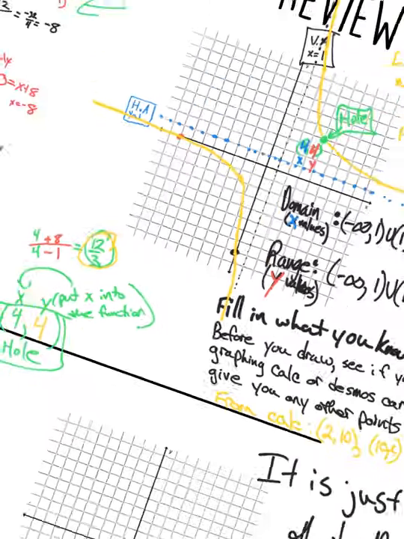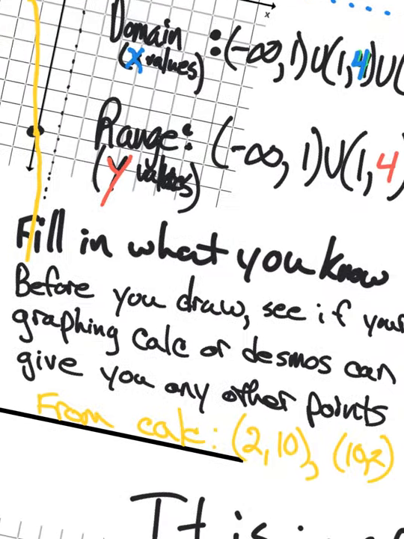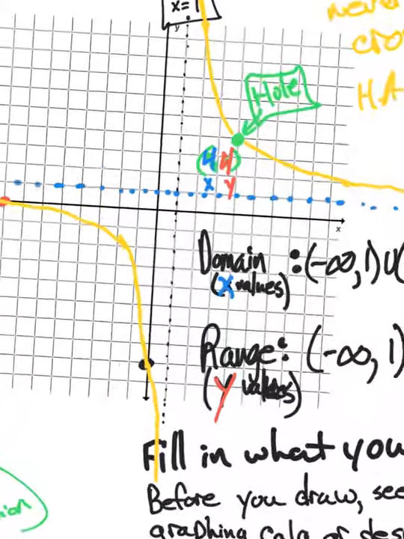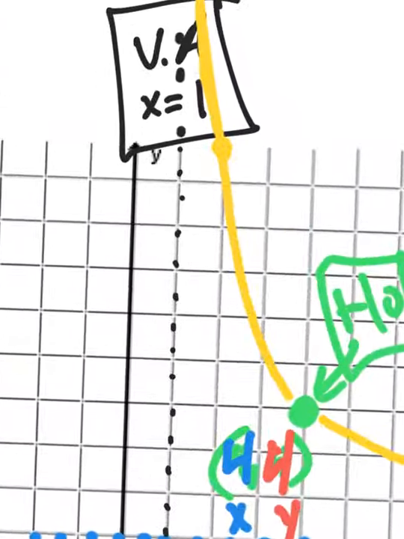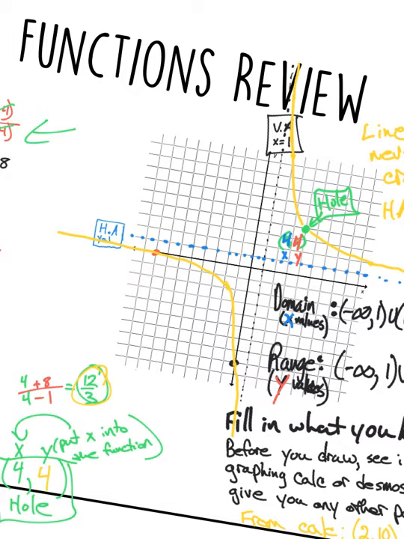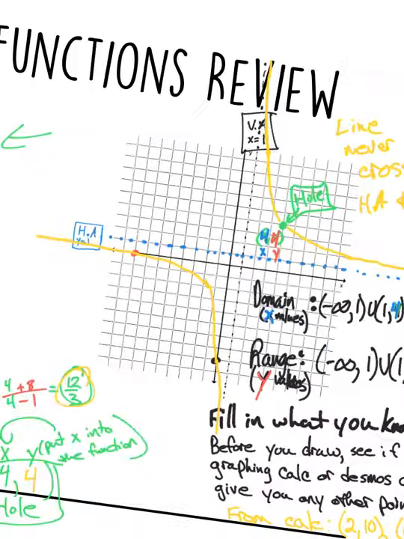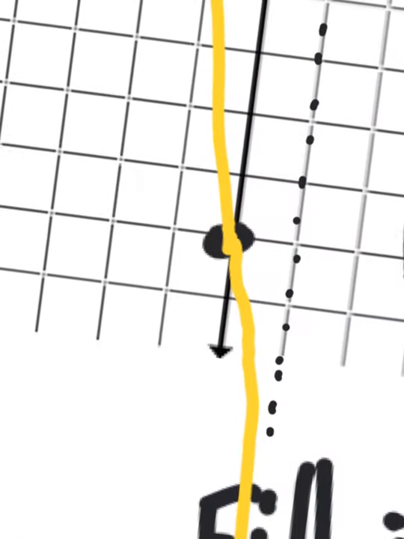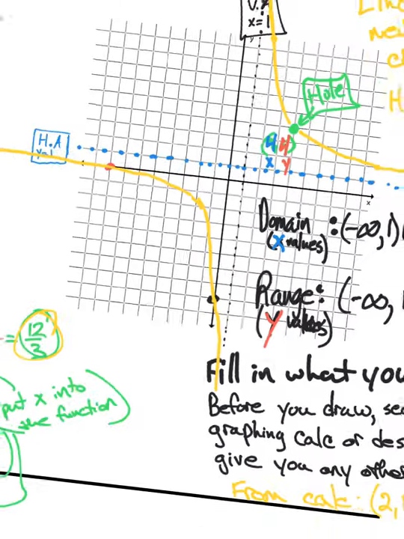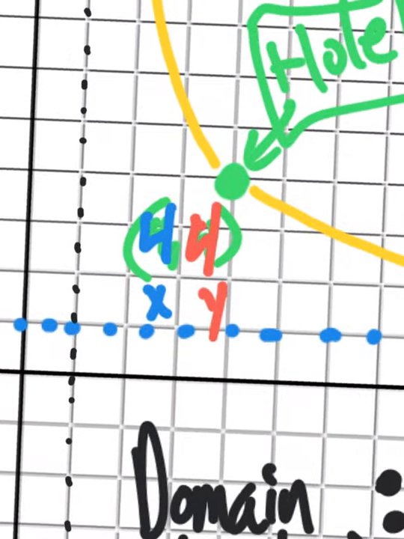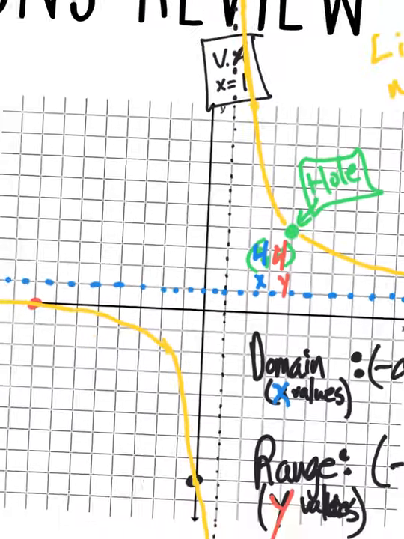Now what you're going to do is fill in what you know. And before you draw, I would check it with your graphing calculator or Desmos. All right, so again, what do we know? We know the vertical asymptote at 1. We know the horizontal asymptote also at 1. We know the x-intercept. We know the y-intercept. Okay, we know those 4 things. The other thing we know is our hole. We can put our hole in our graph. It is a break that's going to happen in our graph.